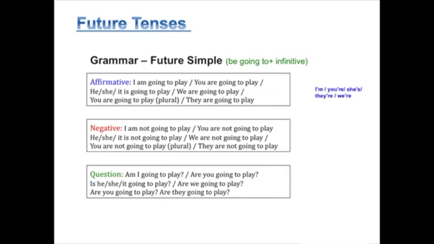Again, it's important to practice the contractions. So, with me, I'm going to play, you're going to play, she's going to play, they're going to play, we're going to play. And in the negative forms, I'm not going to play, he's not going to play, they're not going to play.